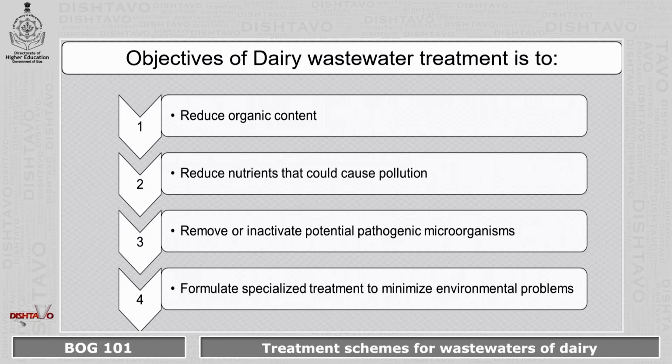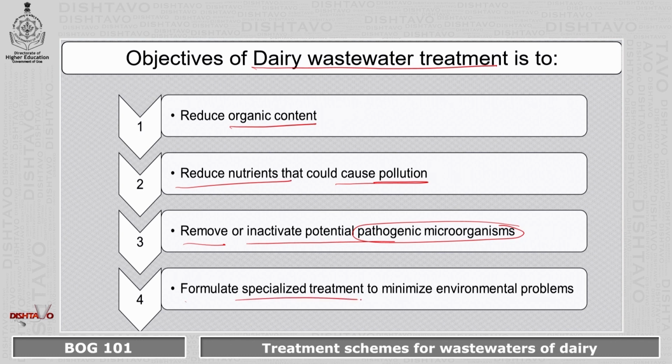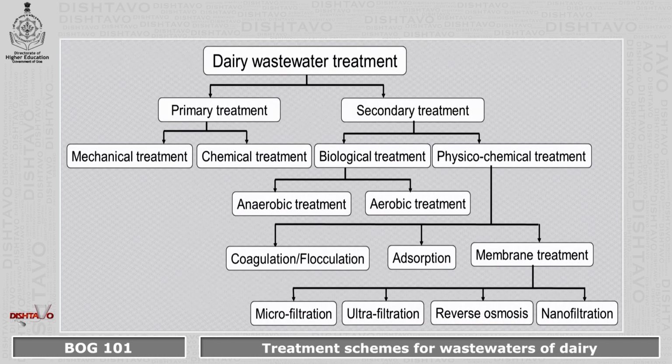So the dairy wastewater has to be treated, and the main objectives of the dairy wastewater treatment are, first of all, to reduce the organic content, reduce the nutrients that will cause pollution and eutrophication, to remove and inactivate the potential pathogenic microorganisms which are inhabiting the dairy wastewater. Then also come up with and formulate specialized treatment to minimize the environmental problems.